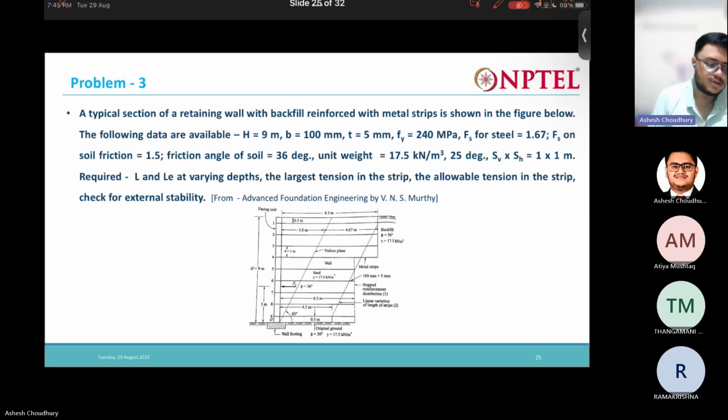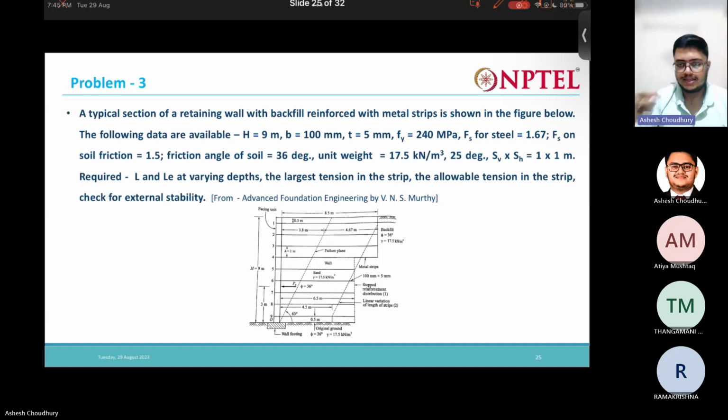Now, let us come to the problem. A typical section of a retaining wall with a backfill reinforced with metal strips. Before we solve the problem with geotextile reinforcement, here we have some facing blocks, and we are using metal strips. The following data are available. The height is 9 meters.